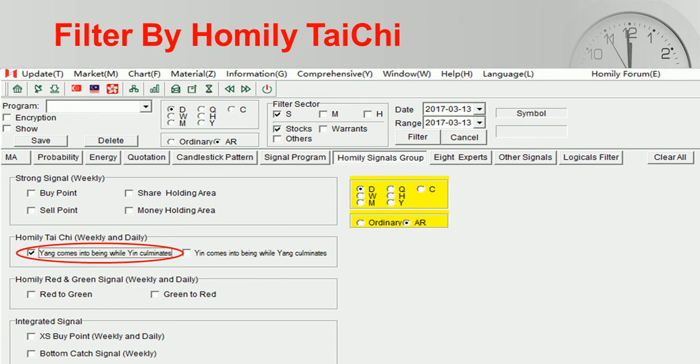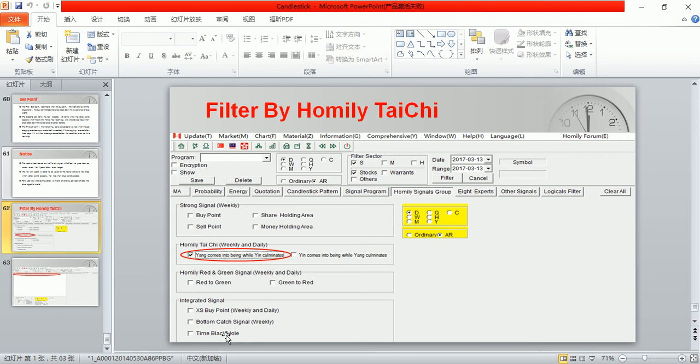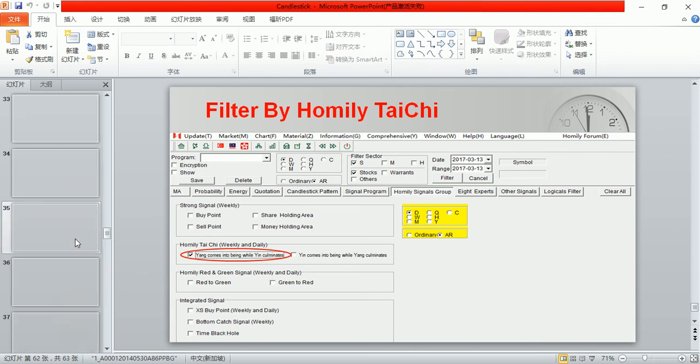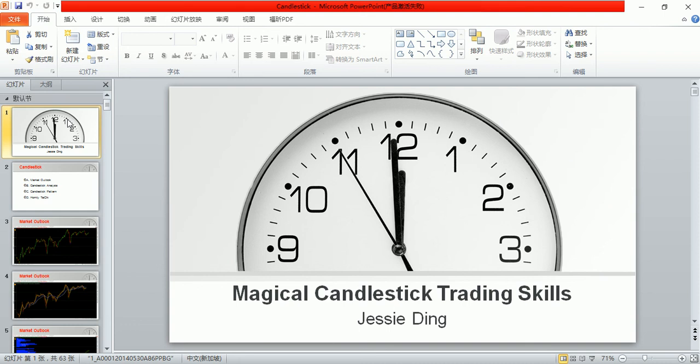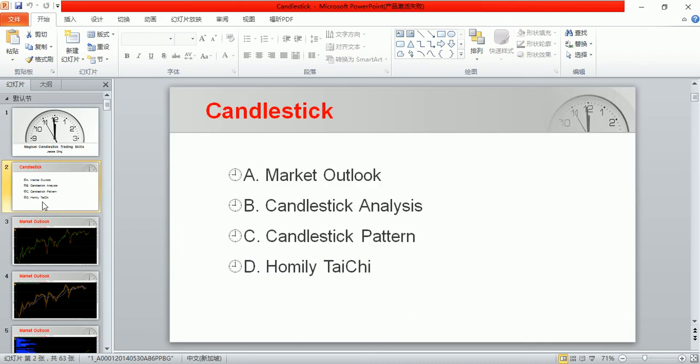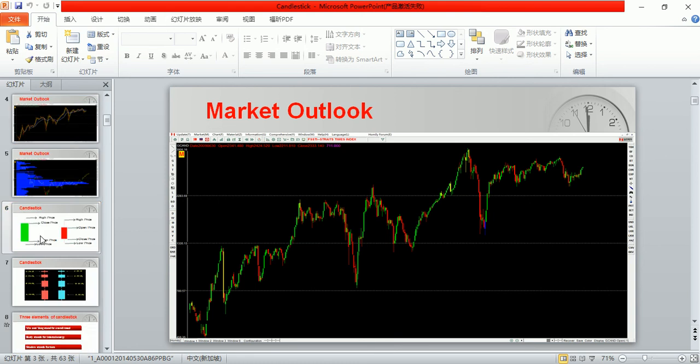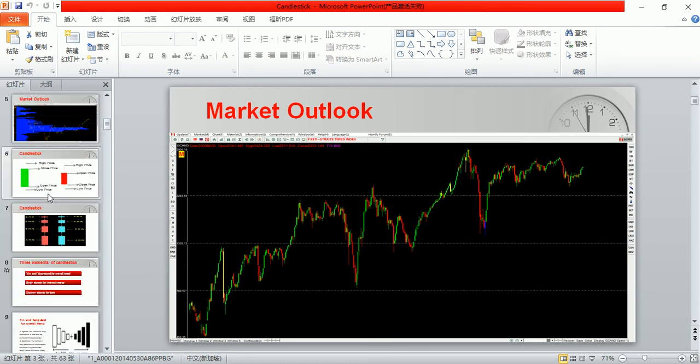Do you have any question? No question, because today we learned about the candlestick. Today we learned the magical candlestick trading skills. Then we learned candlestick analysis, candlestick pattern, and homely TaiChi candlestick. Okay, so this is the market.